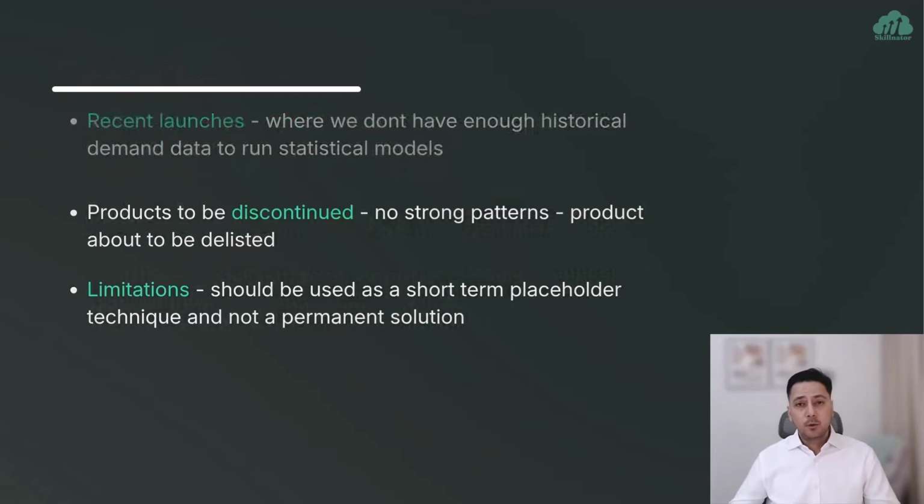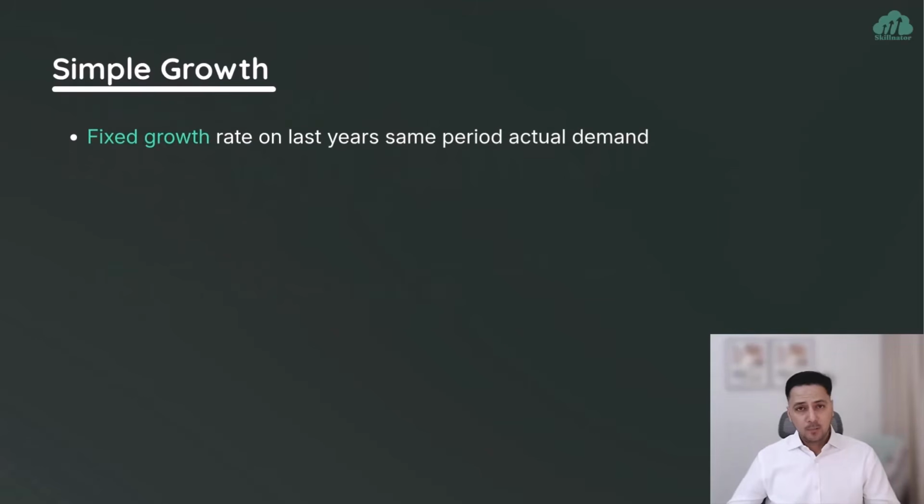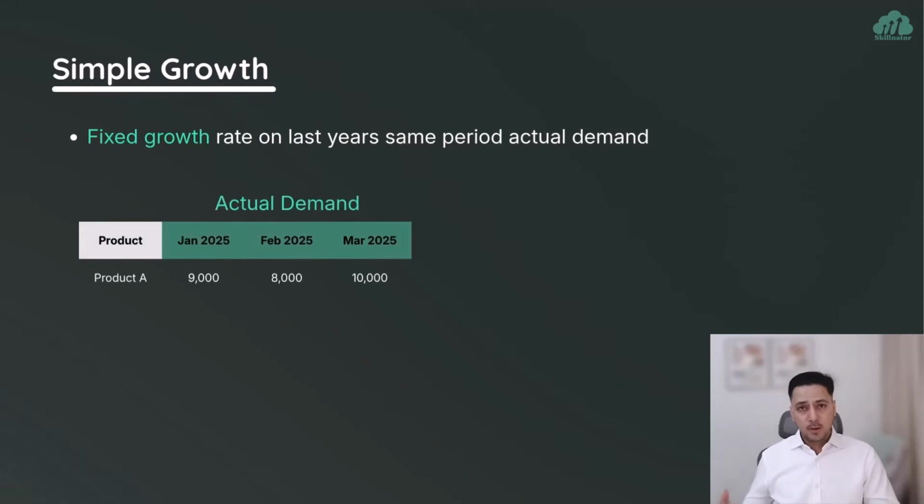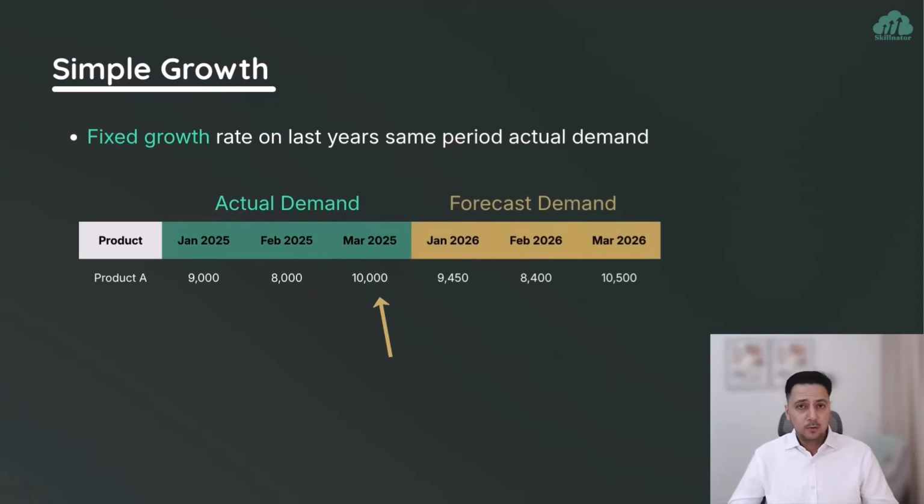The second approach is simple growth-based forecasting. In this method, we start by looking at last year's demand, often month by month, and apply a fixed growth rate to generate the forecast. For example, last year's March demand was 10,000 units. We assume a 5% growth rate, so this year's March forecast becomes 10,500 units.